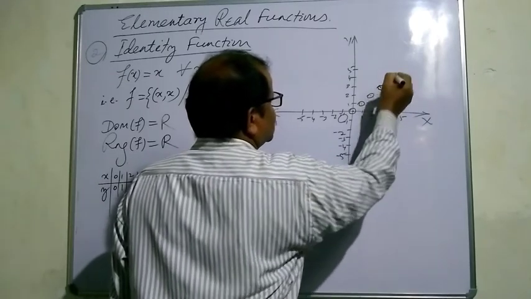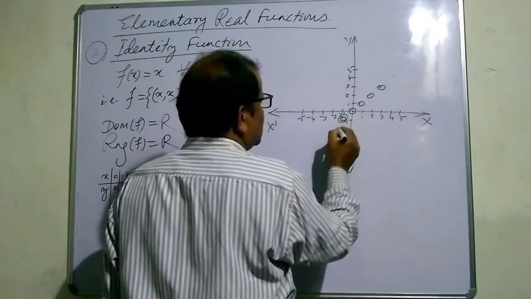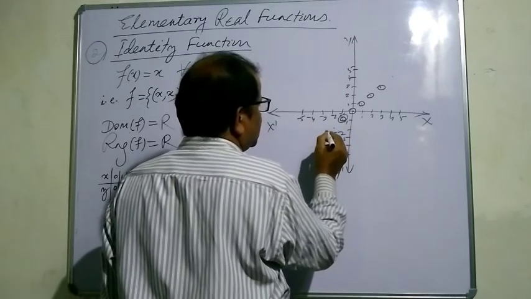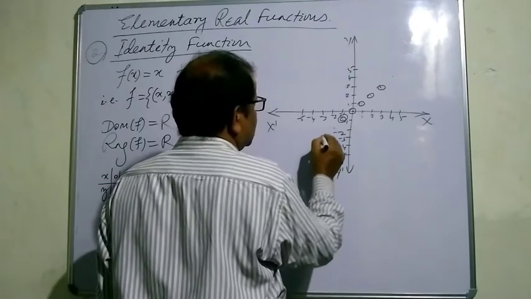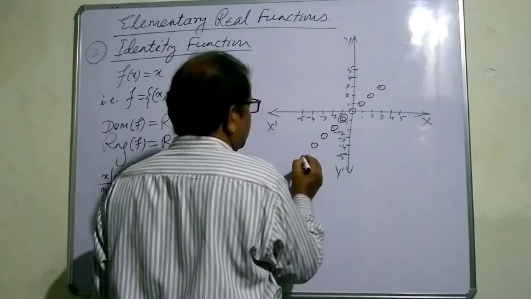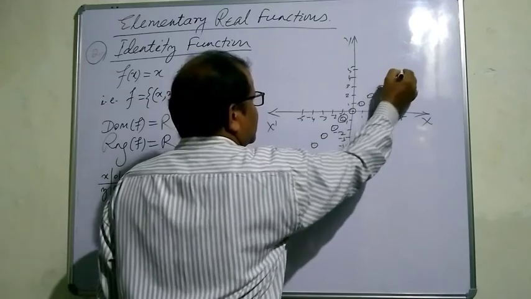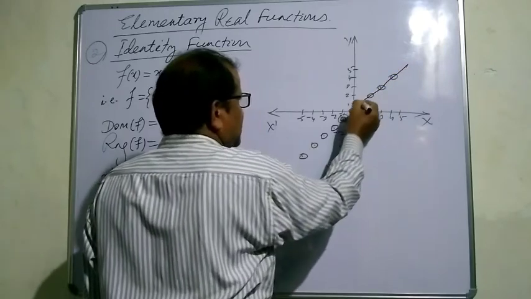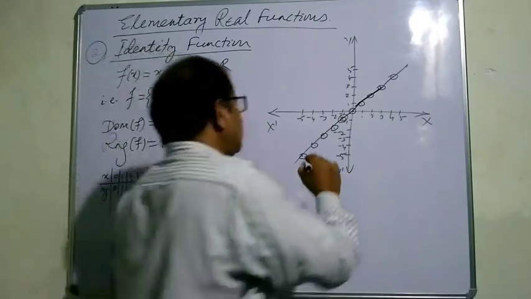4, 4, like this. Similarly, minus 1, minus 1, minus 2, minus 2, minus 3, minus 3, minus 4, minus 4, like this. Minus 5, minus 5. So, if you join it, you will find a straight line, right? It will be a straight line.